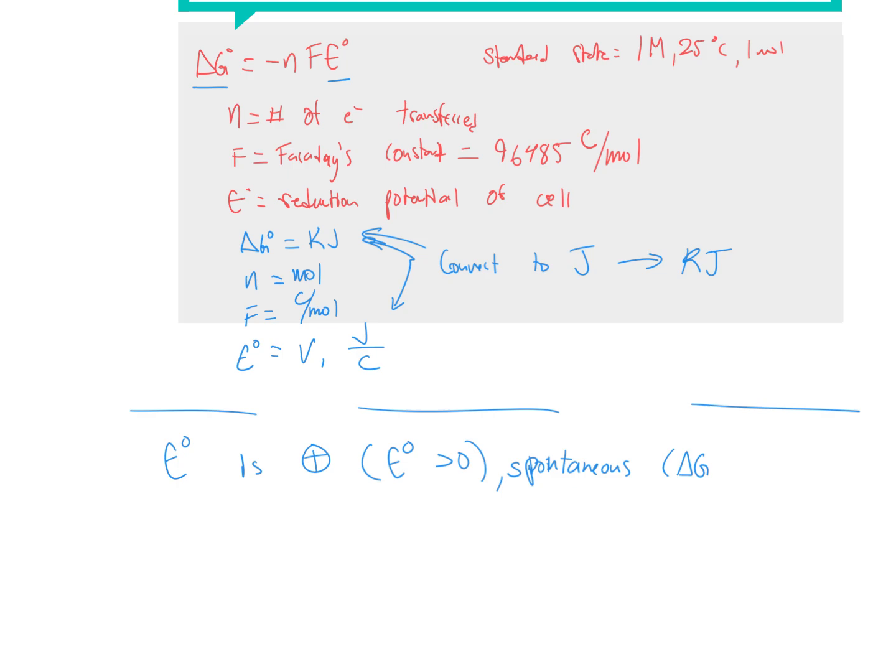And of course, that means delta G is less than 0. If your cell potential, I'm going to write E cell instead of just E naught, is negative, in other words, the electrical potential of the cell is less than 0, this means it's non-spontaneous. And it means that delta G is greater than 0. And so you can see they are opposites of each other. And so whether or not you're given delta G or you're given your cell potential, you can tell whether or not your electrolytic cell is going to be spontaneous or non-spontaneous.